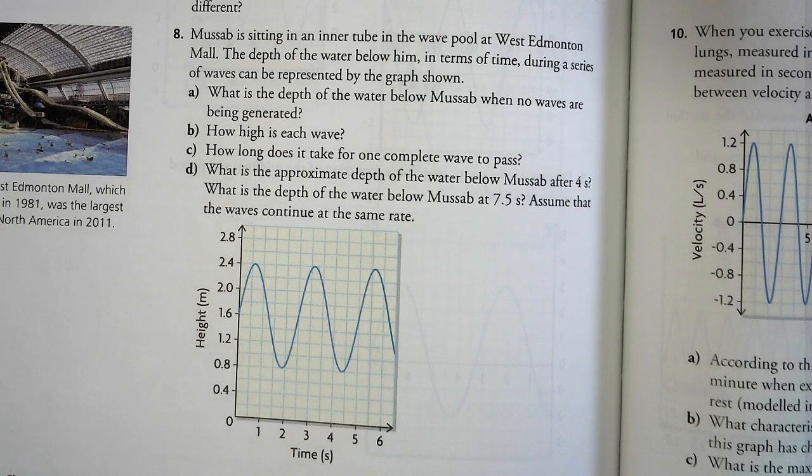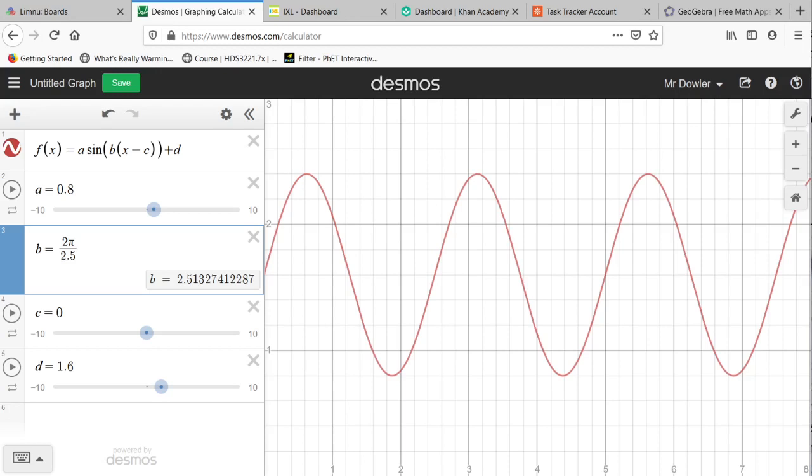So the depth below the water when no waves are being generated, that's our midline. Sorry, I didn't have that flip back. So our midline is 1.6. The height of each wave is our amplitude. That's our 0.8. How long does it take for one complete wave to pass? That's our period. It's 2.5.